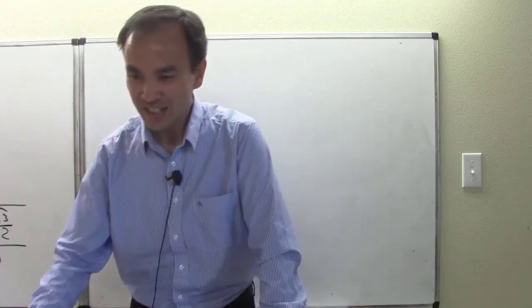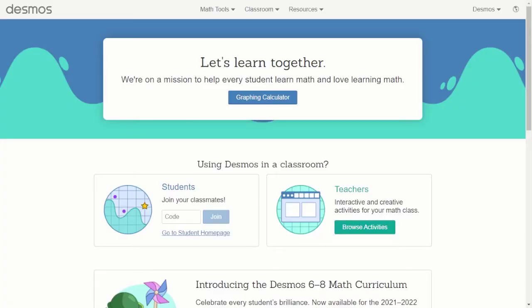Okay? So let's swing over, and you can use any general web browser. You go to desmos.com. So it's just that, desmos.com. And then your main page is going to look like that. You're just going to simply hit graphing calculator.